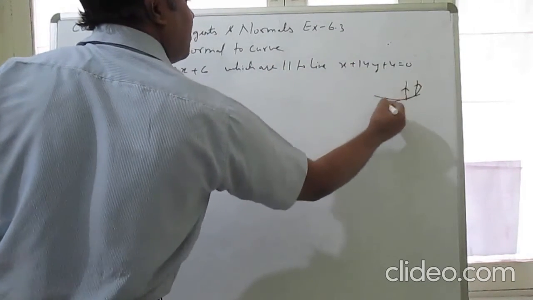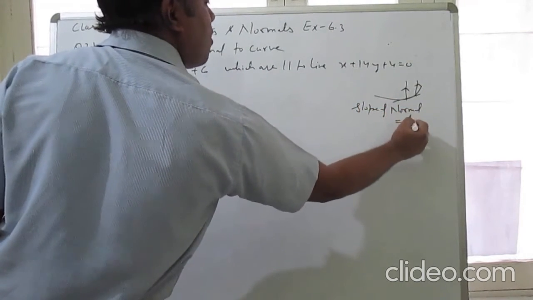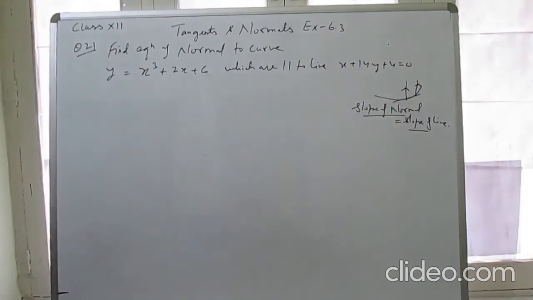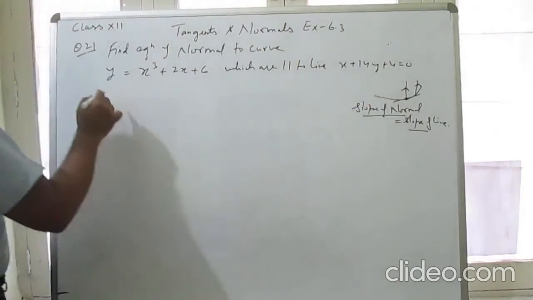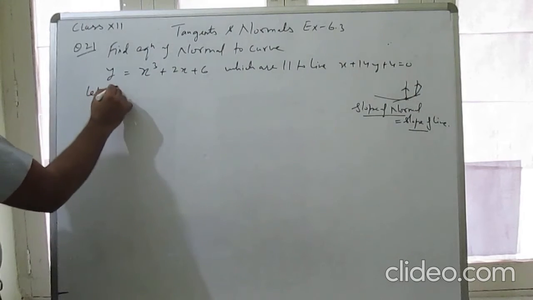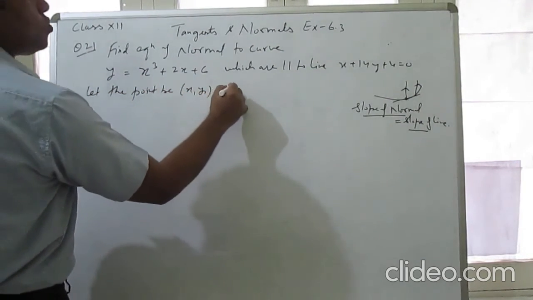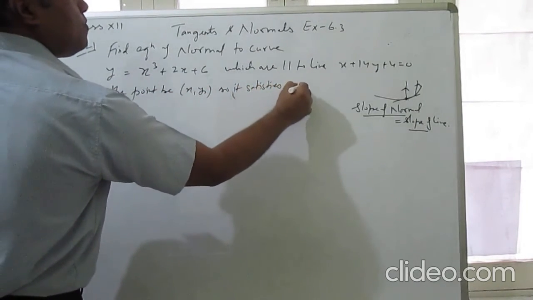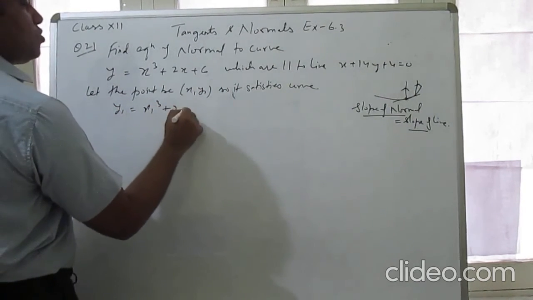So the slope of normal, what will it be? Slope of normal is equal to slope of line. This condition is given to you. Now, at the point at which the normal is there, let the point be x1, y1, so it satisfies the curve. y1 is equal to x1 cube plus 2x1 plus 6.